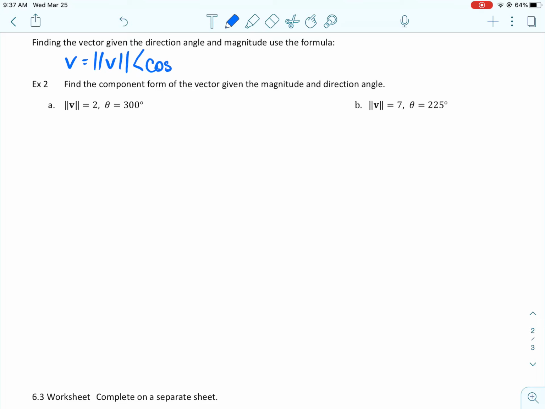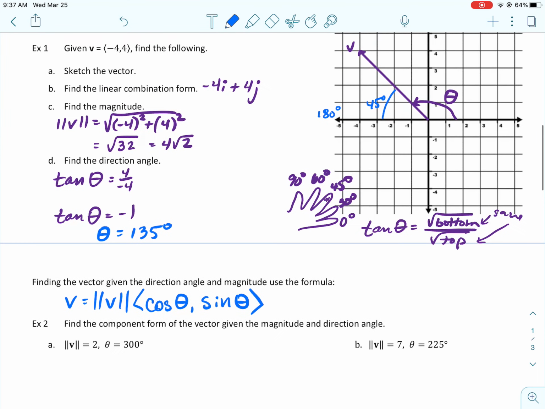So anyway, we can find that vector if we know the direction angle and we know the magnitude. The formula is going to be vector v equals the magnitude of that vector multiplied by the cosine of theta, comma, sine of theta. And this could be written in linear combination form also.